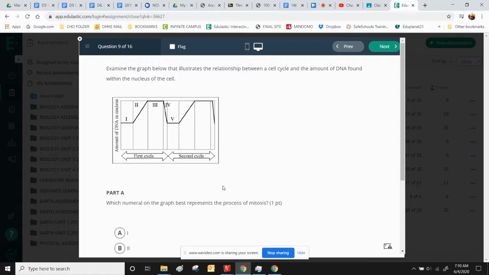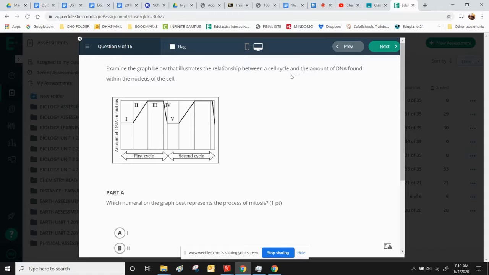You have to understand what happens in terms of the amount of DNA in mitosis. You have to ask yourself, does it increase during mitosis? Does it decrease during mitosis? Or is there no change in mitosis? Because those are your only three options. Either there's no change, there's an increase, or there's a decrease. That's it. Those are your only options. So which one represents what happens to DNA during the stage of mitosis?